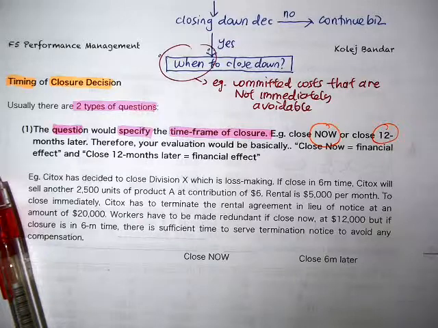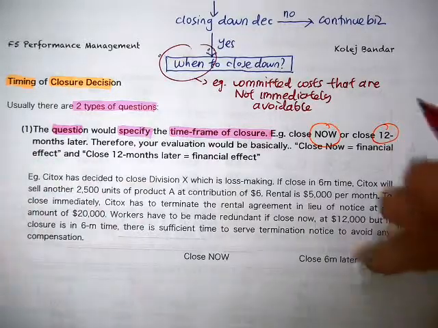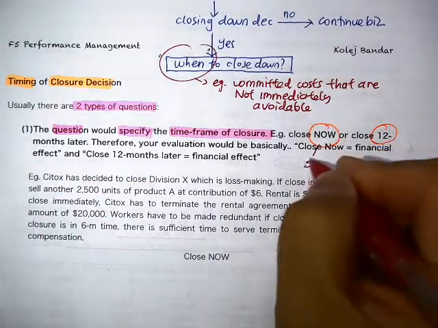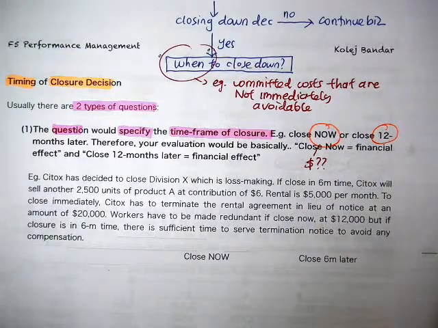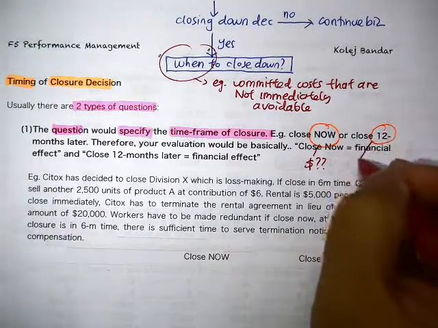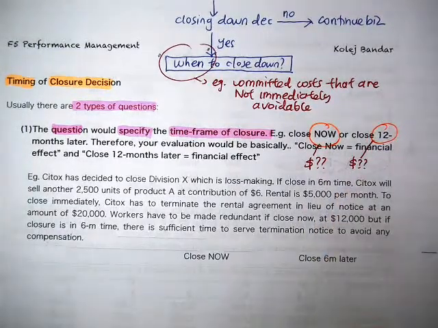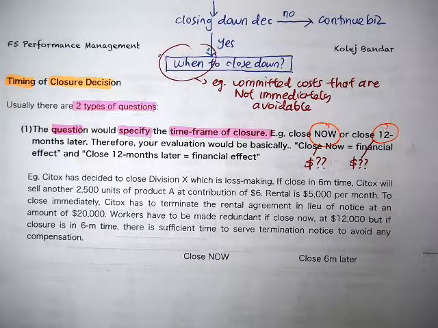Now better, or 1 year later better, which one? So when you want to evaluate, usually we will do an evaluation. If I close now, what's my financial effect? If I close 12 months later, what is my financial effect? Which one do I think my loss is lower? Then I'll go for that answer, okay? Now here is an example, a short one.